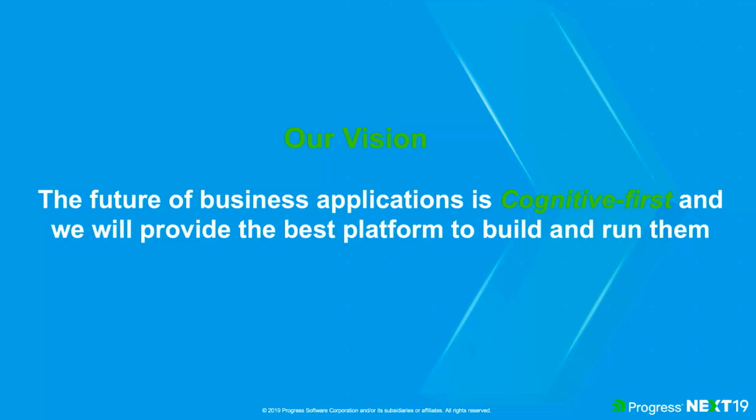Right? So coming back to the vision of Progress, the future of business applications is cognitive first, and we will provide the best platform to build and run them. So this is the overarching point that I'm trying to make: when you're building an app, don't let data science be an afterthought. Think of it while planning an app, because obviously people end up saying, "Oh, only if I knew that I could have done this well in advance." The planning decides your architecture.